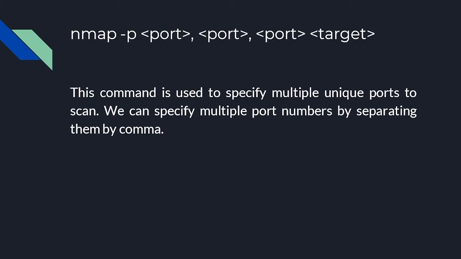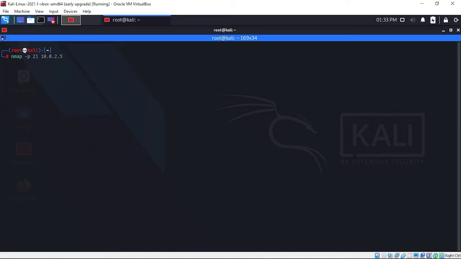And we can also specify multiple port numbers by separating them with a comma. For example, if I want to scan port 21, which is FTP, port 80, which is HTTP, and port 443, which is SSL. Let me give a small demonstration. I'm typing nmap -p for the port, and I'm going to scan ports 21, 80 and 443, and then the target.